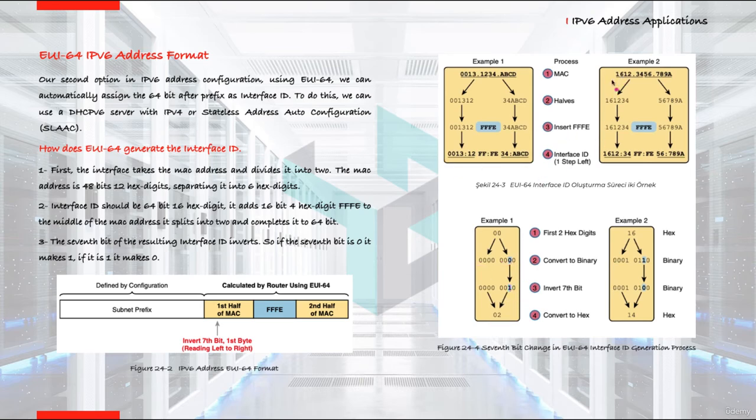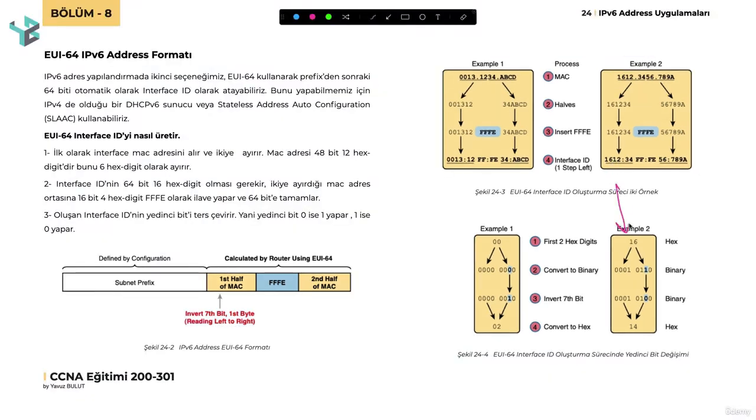Now let's look at our second example. In our second example our MAC address is 1612.3456.789A. We divide this in the middle in the same way and add the FFFE value to the middle. When we add 16 bits, we make a total of 64 bits, then we make it 0 if our 7th bit is 1, and 1 if it is 0. Let me show the example below.